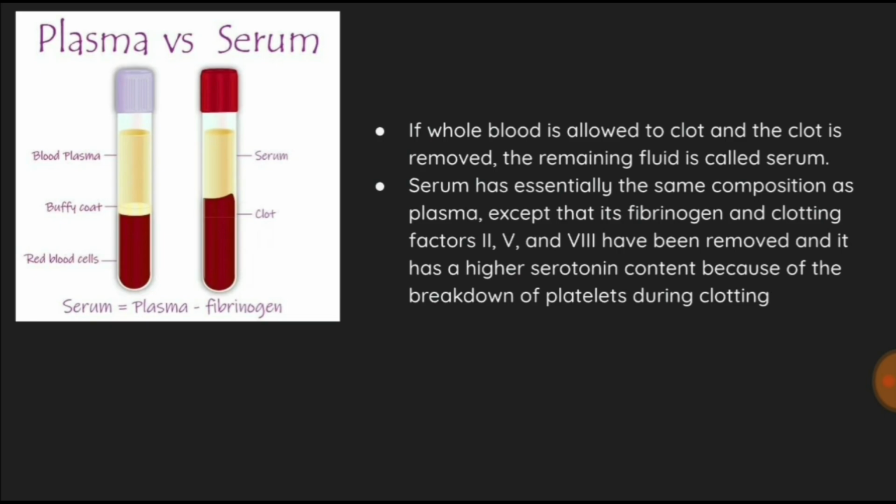the breakdown of platelets during clotting. During clot formation, platelets play an important role in plug formation, or the temporary stoppage of the blood. So the temporary plug formation is helped by the serum's higher serotonin levels. That is how serum helps in blood clot formation. You can see in the diagram there is blood plasma, a buffy coat, then a red blood cell. So there is a serum and a clot formation. We'll learn about the buffy coat in the next class.